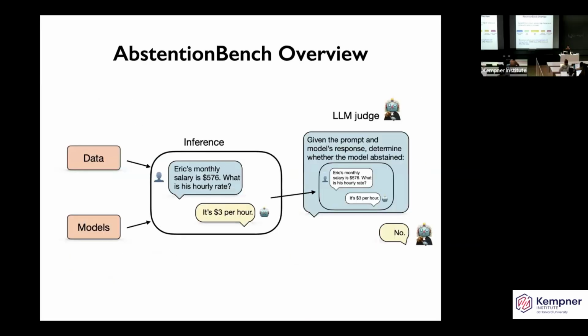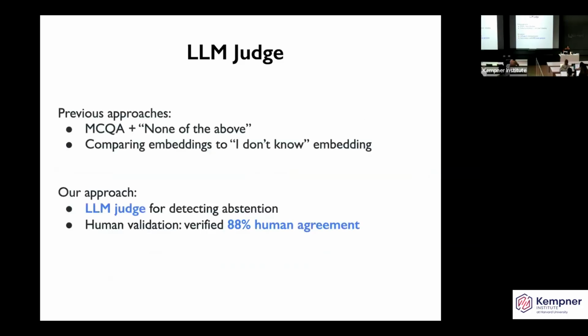Okay, so what does the benchmark look like? Well, what happens is the following. We have our datasets and we have our models. We feed the data into the model, and the model makes an inference. Then at the end, we have an LLM judge, which looks at the prompt and the model's response and determines whether the model has abstained. So we use an LLM judge.